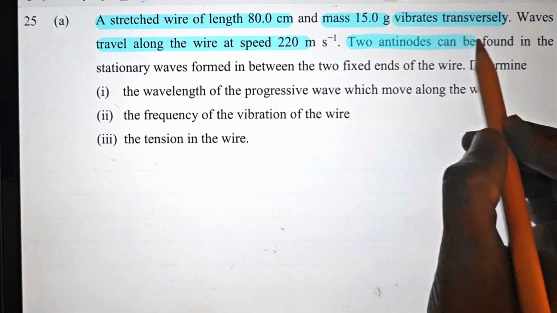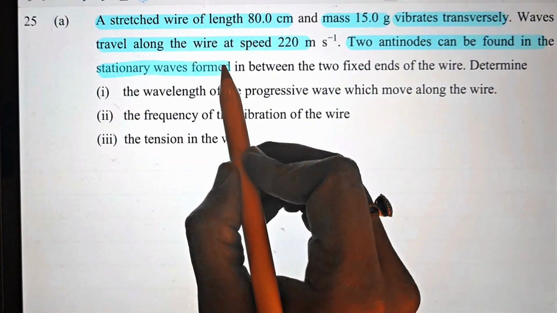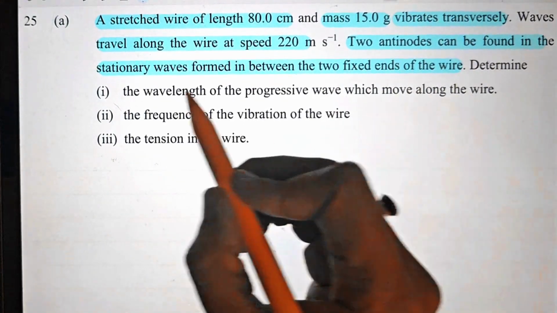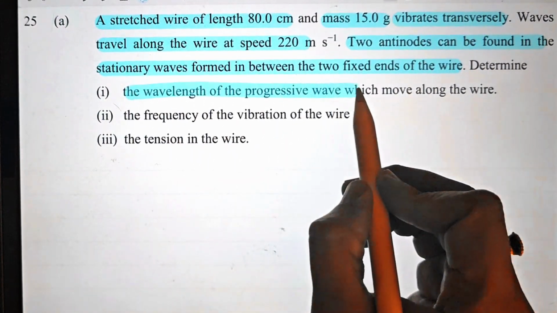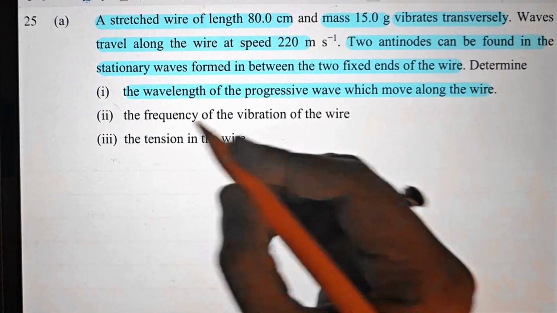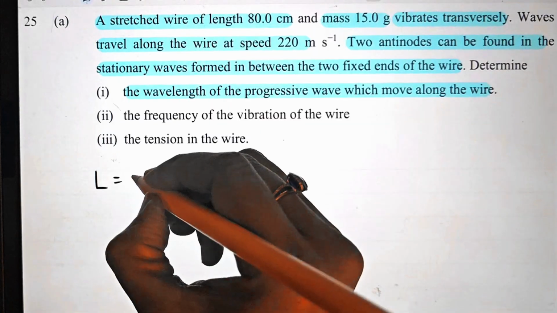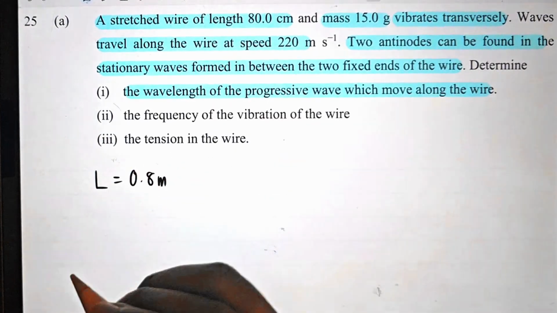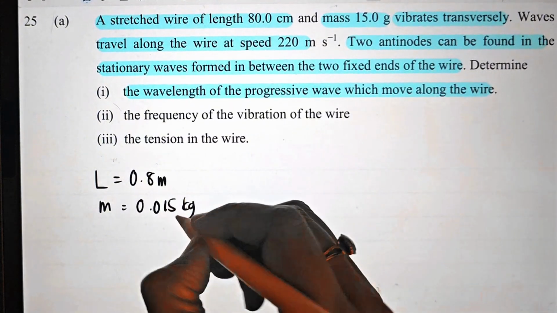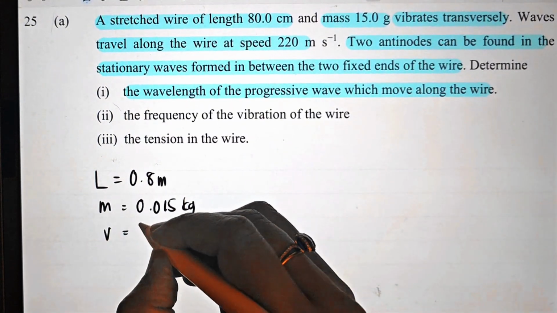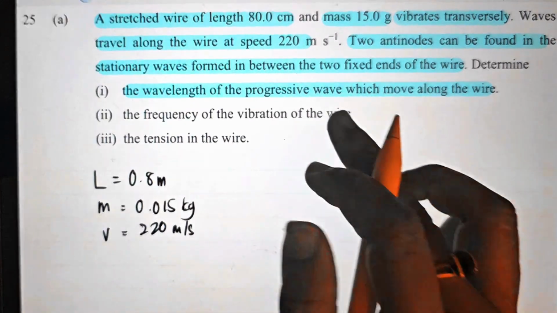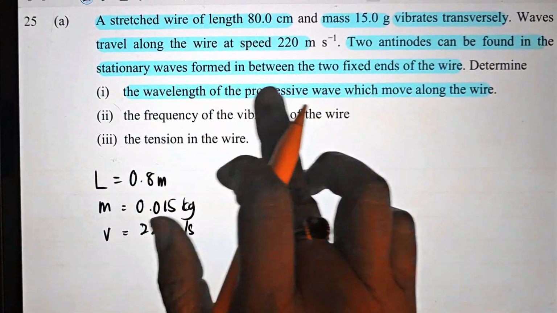We have two antinodes in the stationary wave formed between the two fixed ends of the wire. Determine the wavelength of the progressive wave which moves along the wire. First things first, I'm going to do the listing. I have the length, and I'm going to change it into SI units. The speed is 220 meters per second. This is a transverse wave, and it says here that there are two antinodes, right?